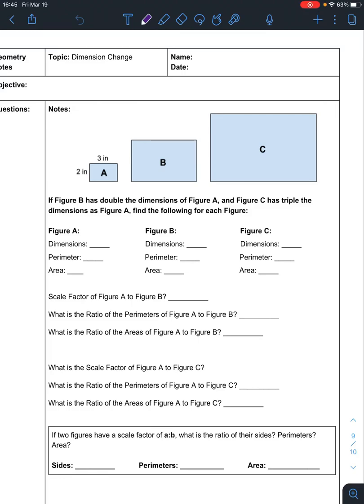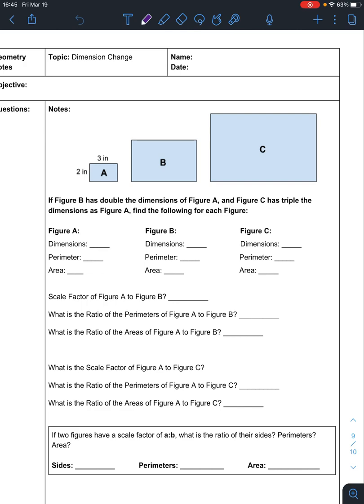So if you change the dimension of a shape, say the sides get twice as big, what's going to happen to the perimeters and what's going to happen to the areas? Will the perimeter be twice as big? Will it be 4 times as big? Will it be half as big? Will the area be twice as big, 4 times as big, half as big?